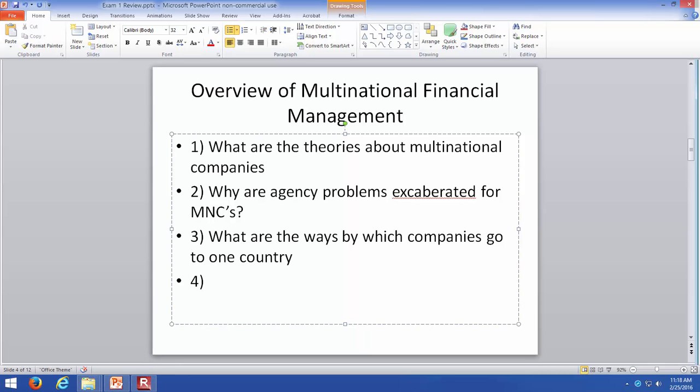The third is, what are the ways by which companies go to another country? We talked about importing and exporting, a partnership, having a subsidiary, and a takeover. Definitely look at those things and try to expand on them. The last thing is, what is the value of an MNC? We said that the value of a corporation is the present value of the future cash flows. The main difference in the case of the MNC is that you also get cash flows in different currencies, so you want to be concerned about foreign currency risk.